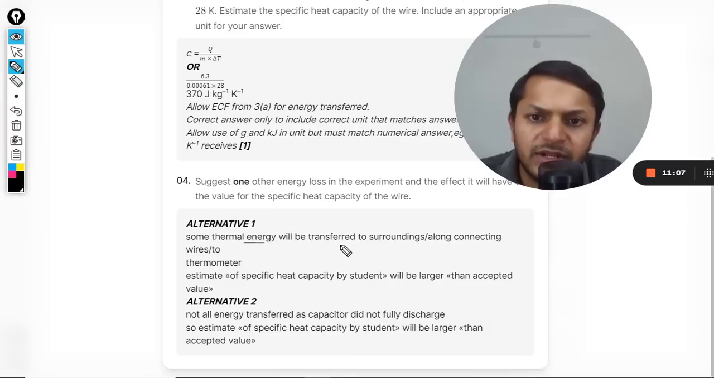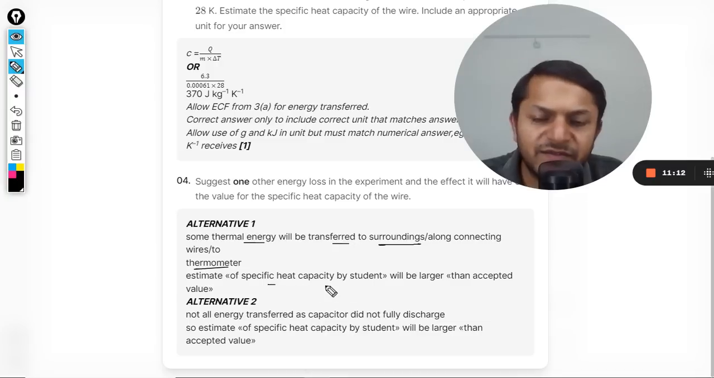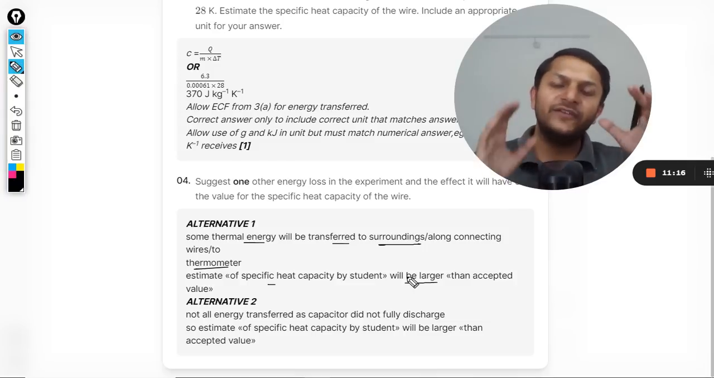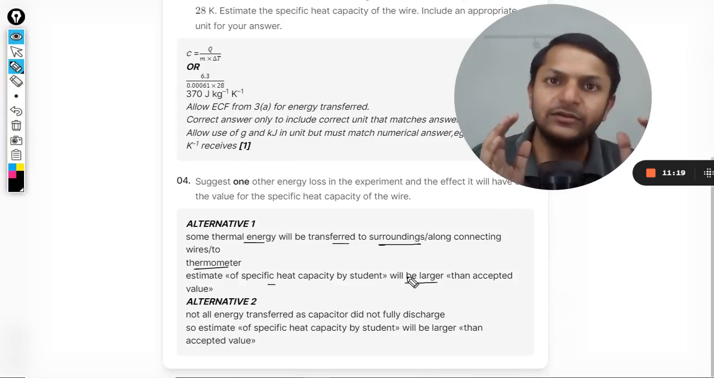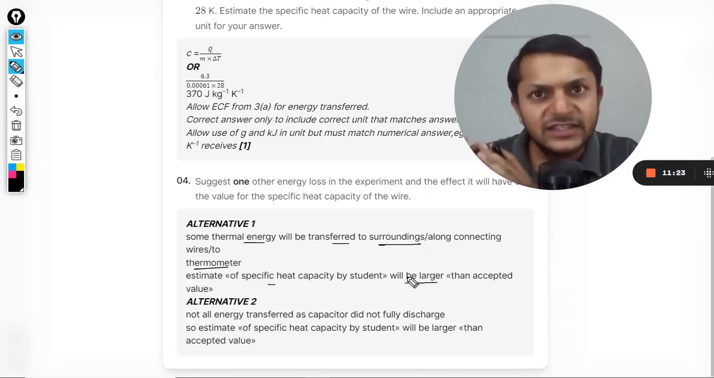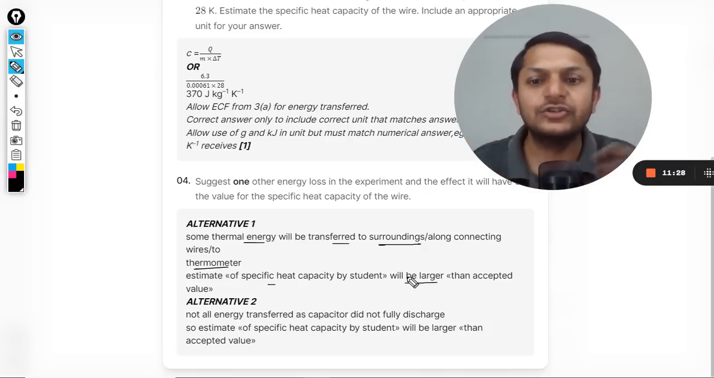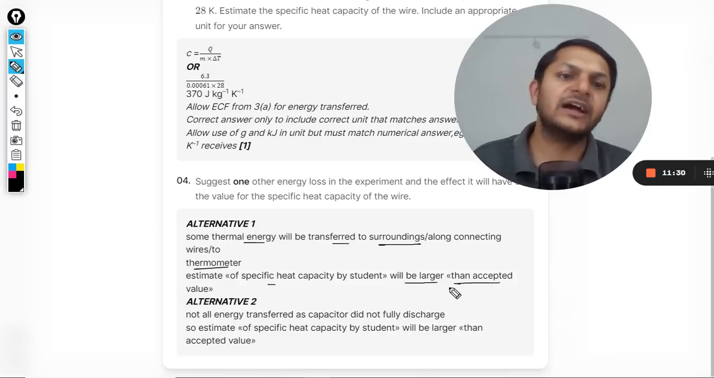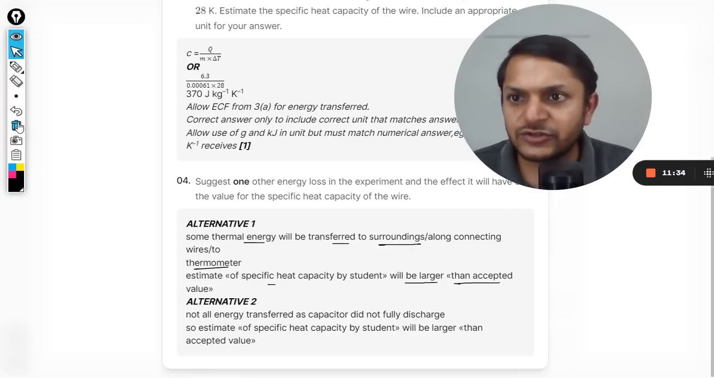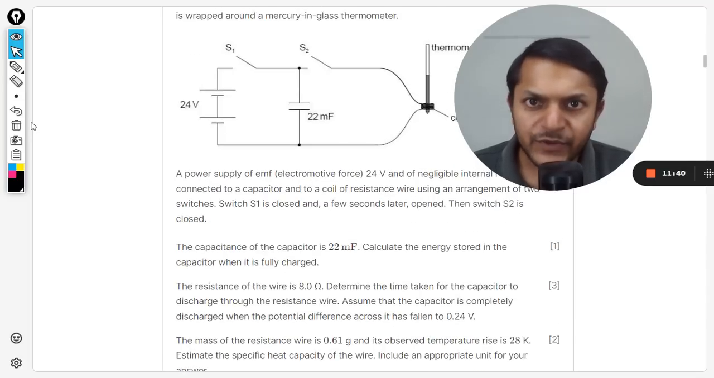Some thermal energy will be transferred to the surroundings, some to the thermometer. Specific heat found by the student will be larger. Yes, I told you that. So if the temperature rise is lesser, like 28 Kelvin is less, technically it should be more than that. So it means that the specific heat value that you are finding is definitely more than what it actually is. That will be larger than the accepted value. So this is how we do this question, my dear student, and I think no part is left for this now. Everything is over.